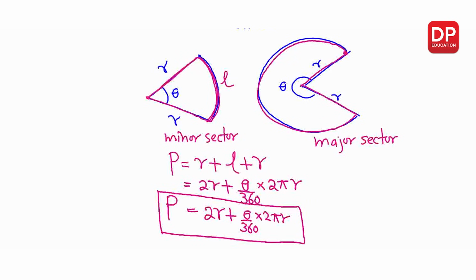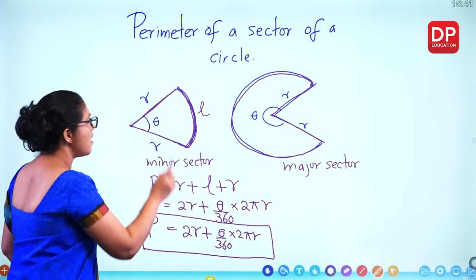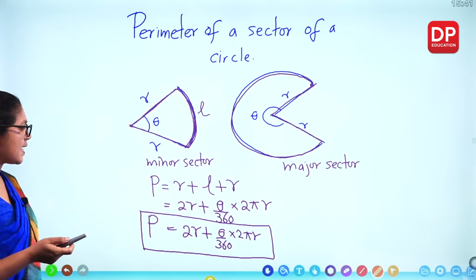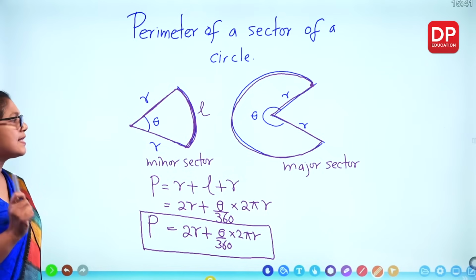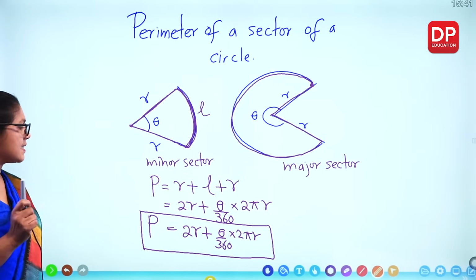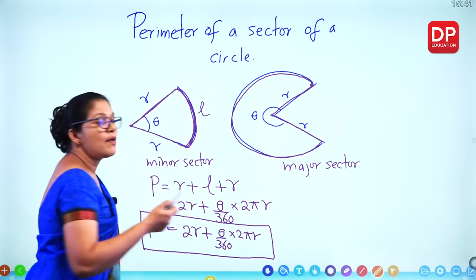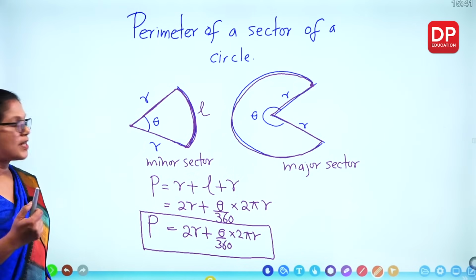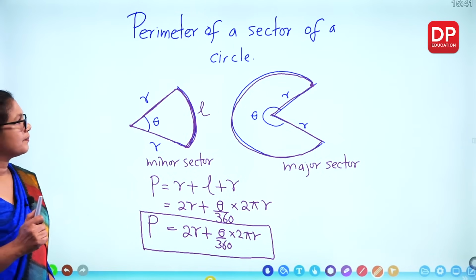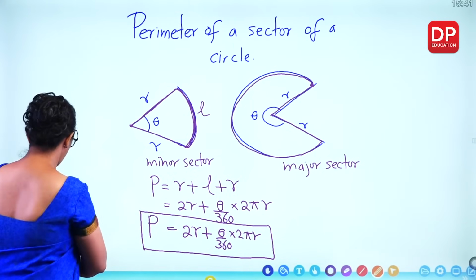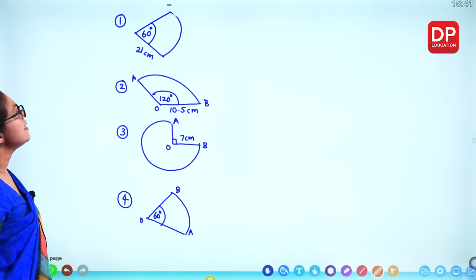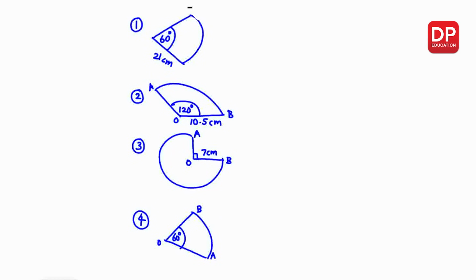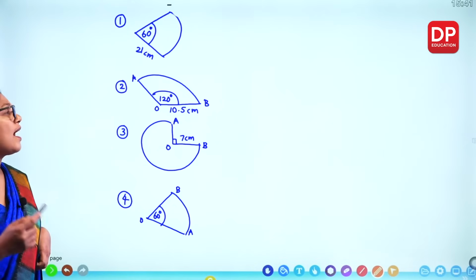So memorize this formula if you want to find out the perimeter of a sector. What is r? r is the radius of the sector. What is theta? Theta is the angle at the center, and pi we can take as 22 over 7. Now we'll take these examples and find out the perimeter, not the arc length.